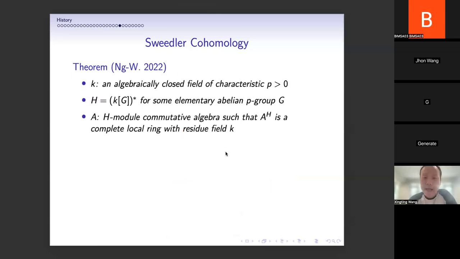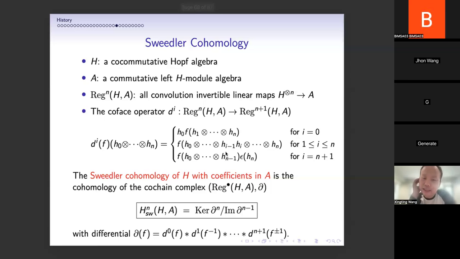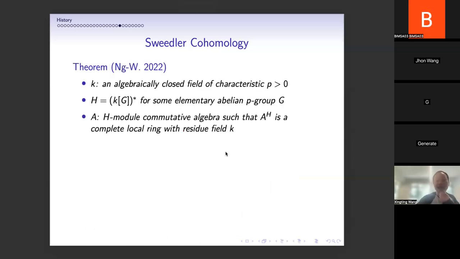The other thing I should say before I state the next result is that the second term of the Sweedler cohomology controls all the extensions from A to H. So if you have a middle term between A and H, how these extensions can be is controlled by this Sweedler H^2. So what we did is we computed in some cases what the second Sweedler cohomology would be. So that's the case we consider.